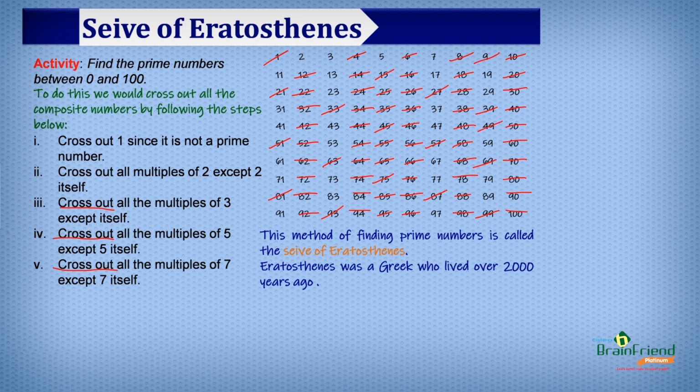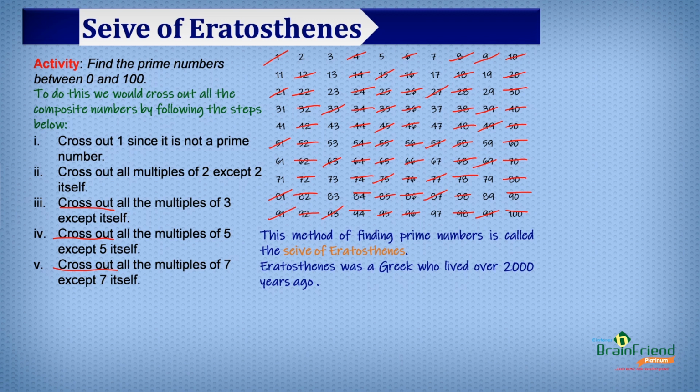We cross 49. The next multiple is 56. 56 has been crossed. The next multiple is 63. 63 has been crossed. The next multiple is 70. 70 has been crossed. Then the next multiple is 77. We cross 77. The next multiple is 84. 84 has been crossed. The next multiple is 91. We cross 91. And then lastly, 98 has been crossed. So with this, we have successfully crossed out all the composite numbers, that is, all the numbers that are not prime numbers.